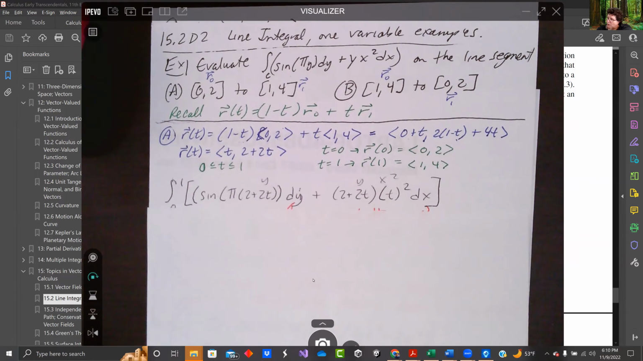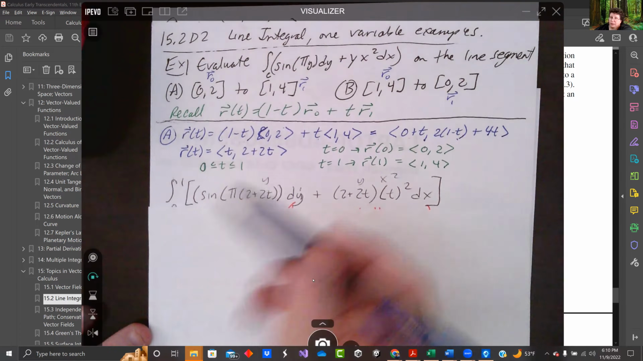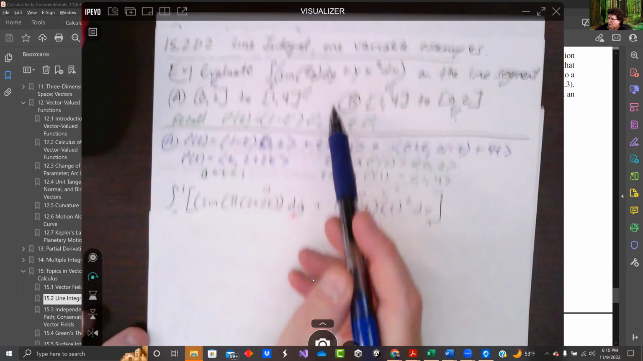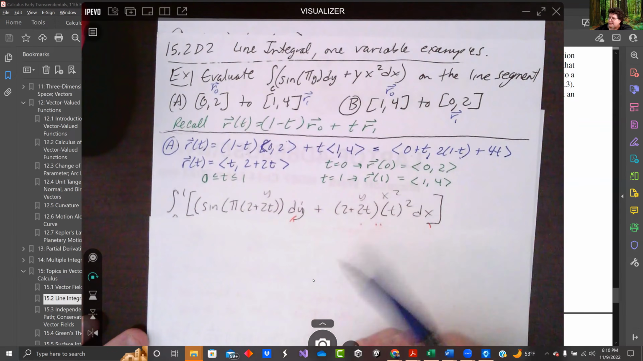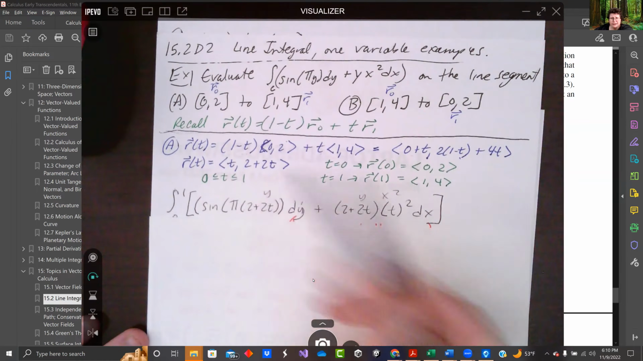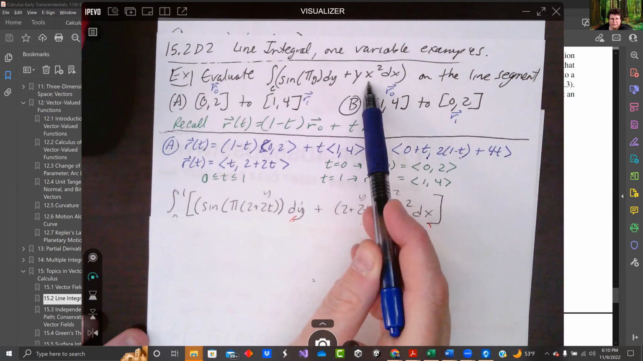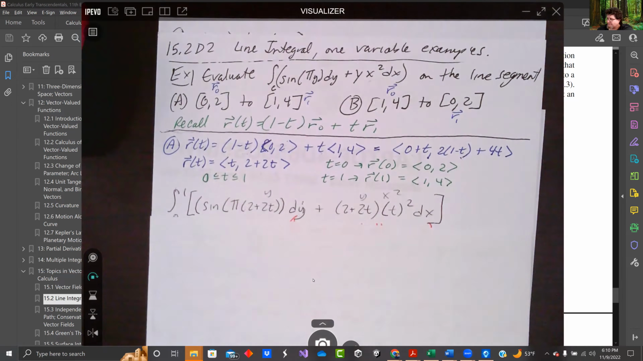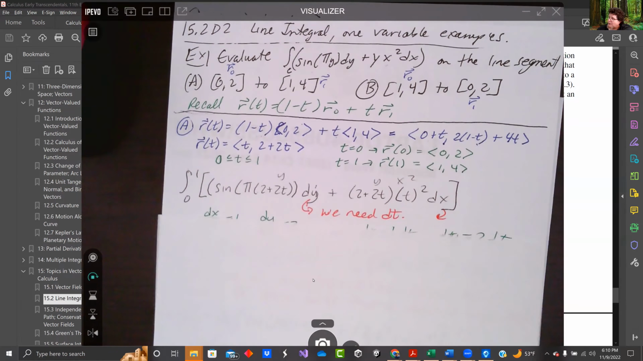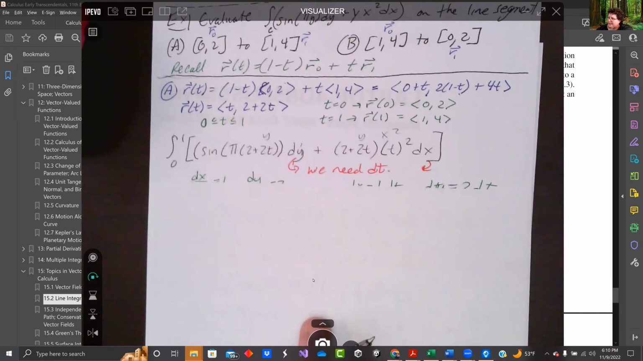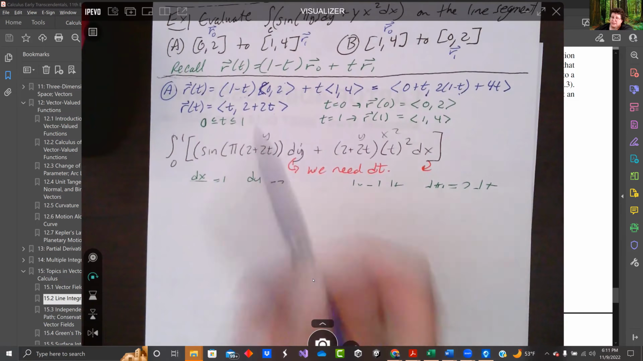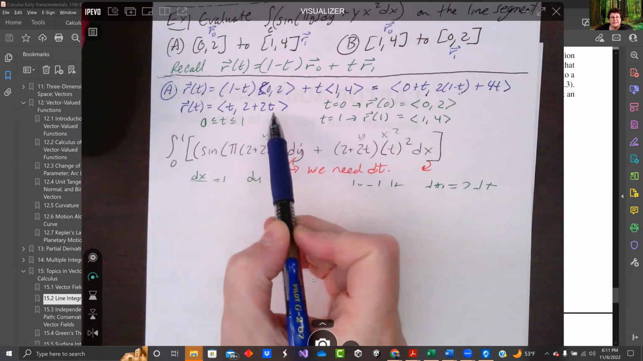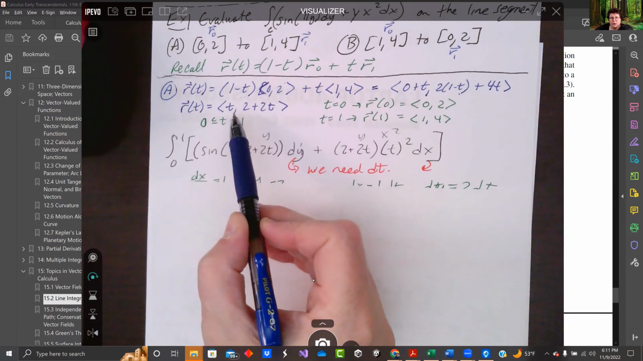And so when we're doing this, we've got to replace in our function: pi y gets replaced with pi times 2 plus 2t, and x over here gets replaced with t, and y is still 2 plus 2t. So we've got this, we're going from 0 to 1. Those are dy and dx though, we need them in dt. So just take the derivatives with respect to each. dx will be 1, dy will be 2.